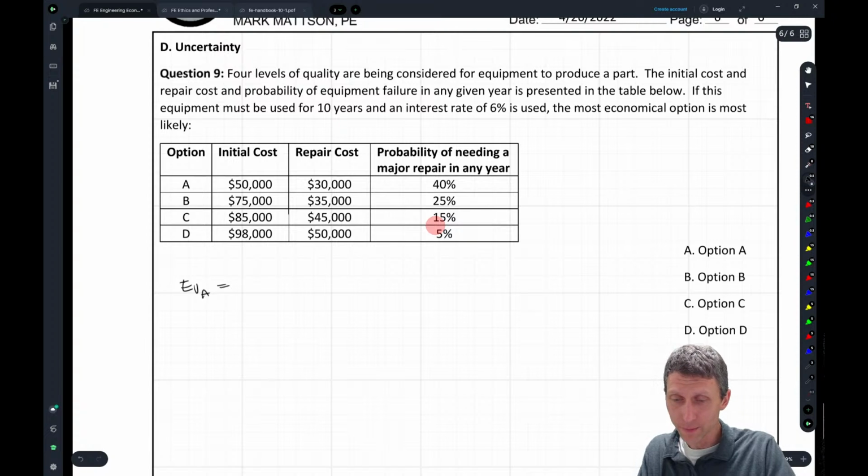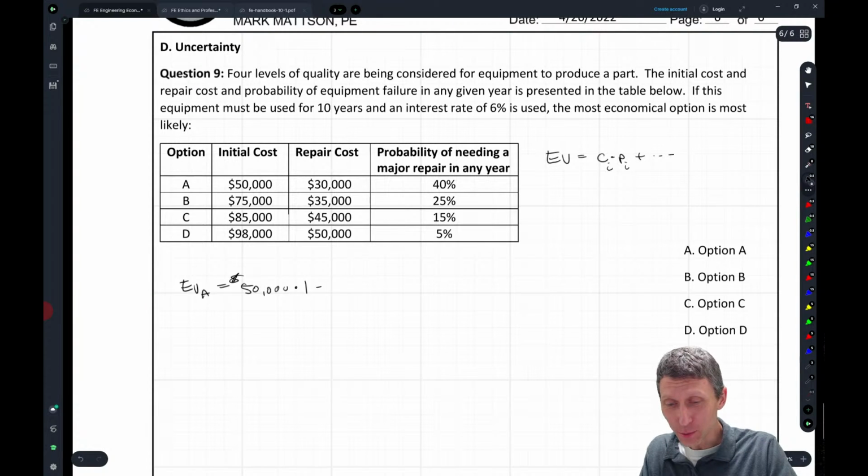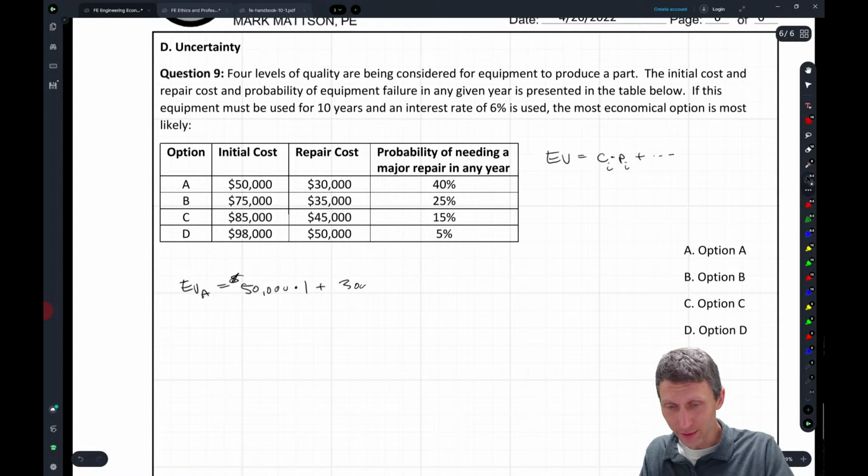We're going to have one factor, but let's look at this. Let's look at the expected value of A. What's this going to be? In general, the expected value is going to equal the cost times the probability plus, and we just keep going out like that. Basically here we have the $50,000 cost, which is our initial cost. And what's our probability of that? 1, because we know that we're going to be buying the equipment. So that's $50,000 plus $30,000.